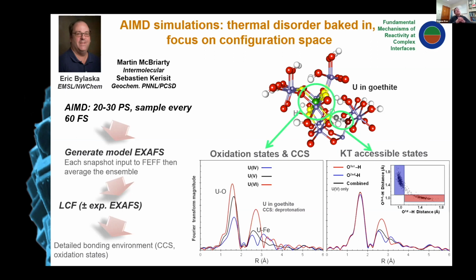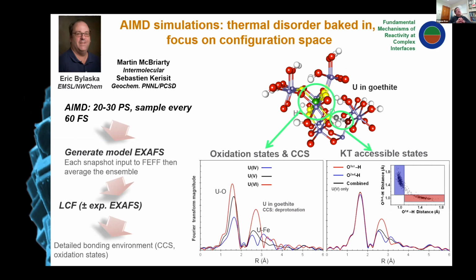So what you do first is you pick a configuration, any configuration, right? And you start your ab initio molecular dynamics simulations. We run it for about 20 to 30 picoseconds, and we're sampling it every 60 femtoseconds for a total of maybe anywhere from 200 to 400 time slices.